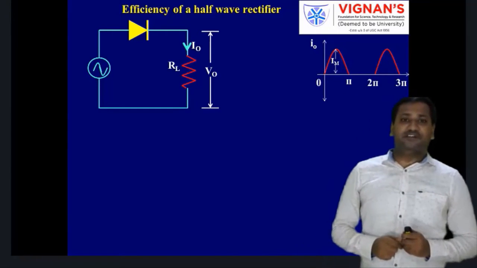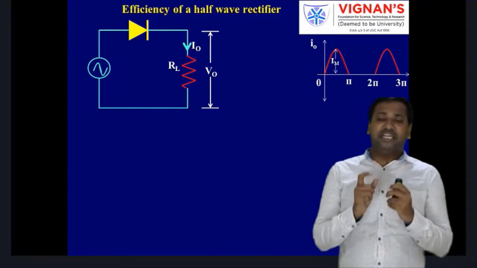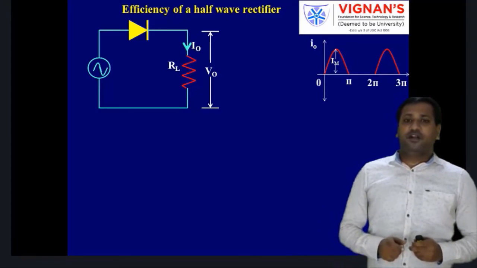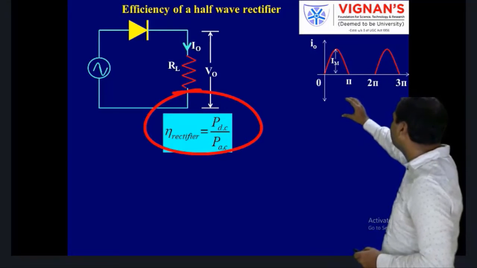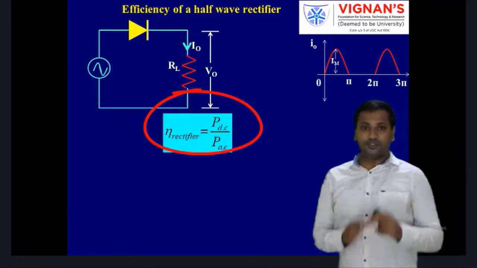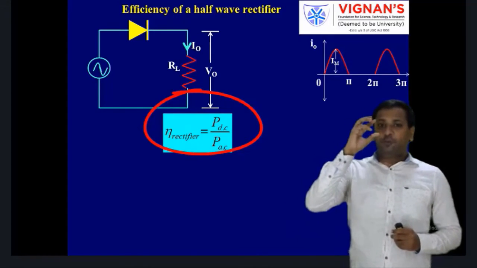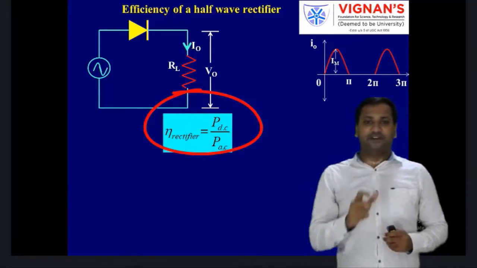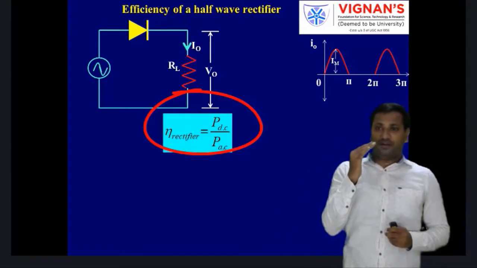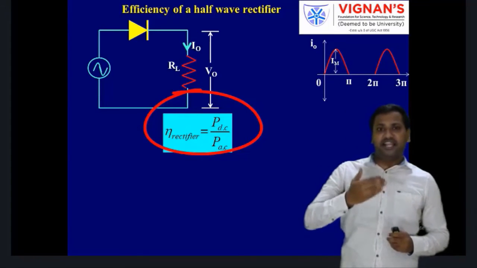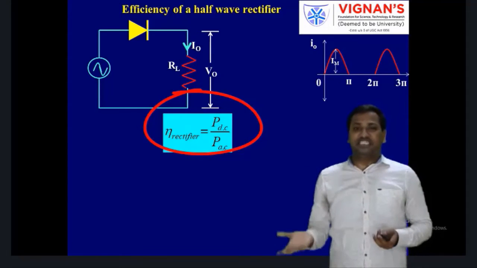Before calculating the efficiency of this half wave rectifier, we need to understand what efficiency means. For any electrical device, efficiency is defined as the ratio of output power to input power. So for a half wave rectifier, efficiency is the ratio of output DC power to input AC power. By finding the DC output power and the AC input power of the rectifier and taking the ratio of both, you will get the efficiency of the half wave rectifier.